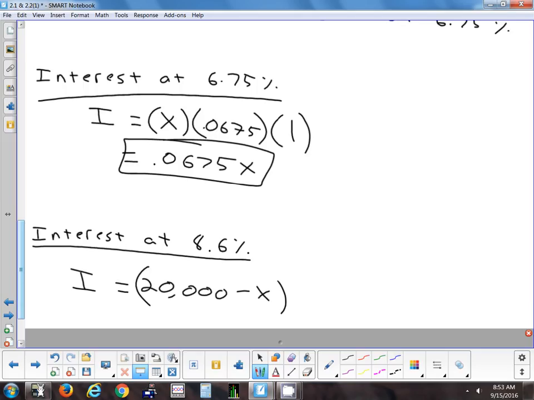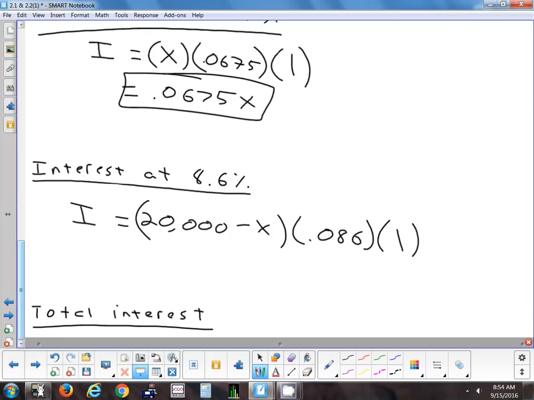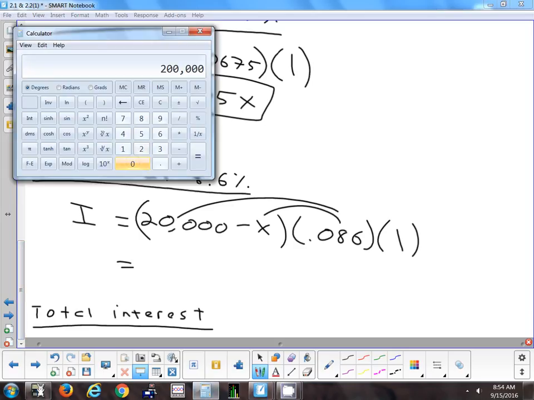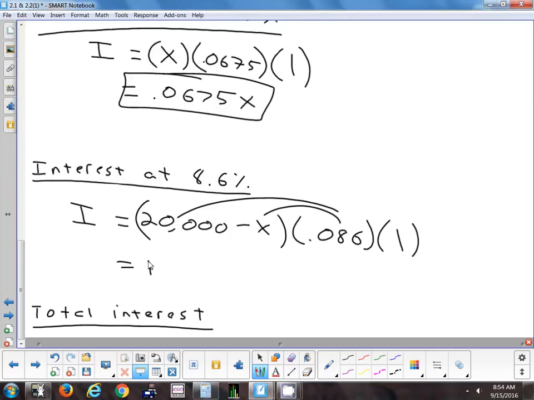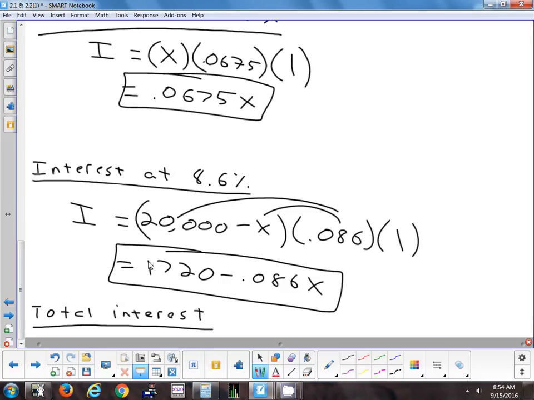How about the rate? Somebody tell me the rate as a decimal? 0.086. And again, the time is 1 year. Now to simplify this one, what property do I have to use? Yeah, I've got to distribute this out. Multiplying by 1 isn't going to change 0.086. So I've got 20,000 times 0.086. That's 1720 minus 0.086x. There's his interest from the second account.